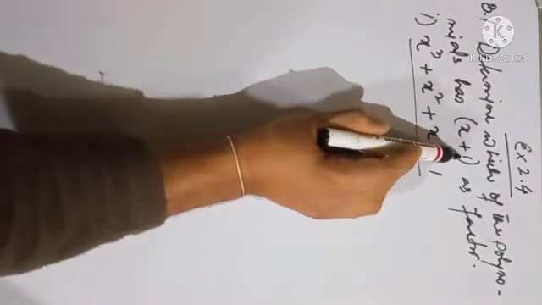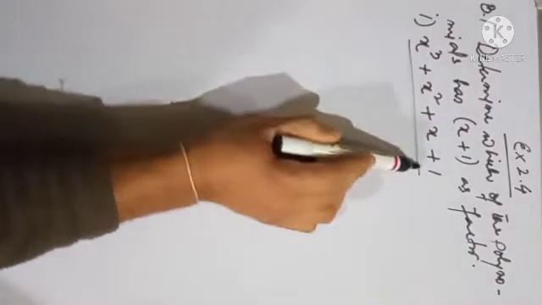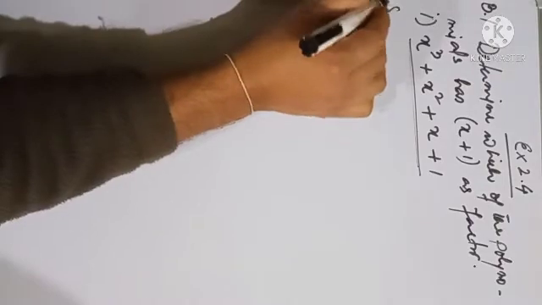Now we are going to start 2.4. Question number 1. Determine which one of the following polynomials has x plus 1 as a factor. There are a lot of polynomials given in the question, and we have to check whether x plus 1 is a factor of each given polynomial or not. Now let's start the solution.